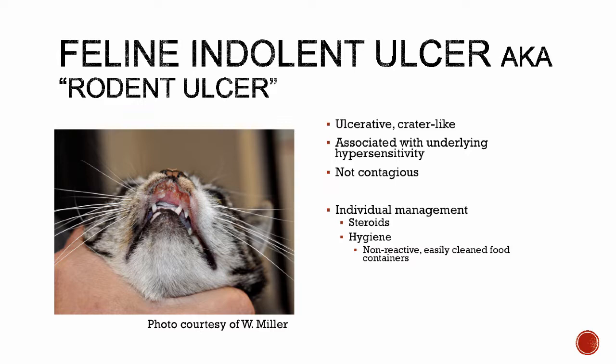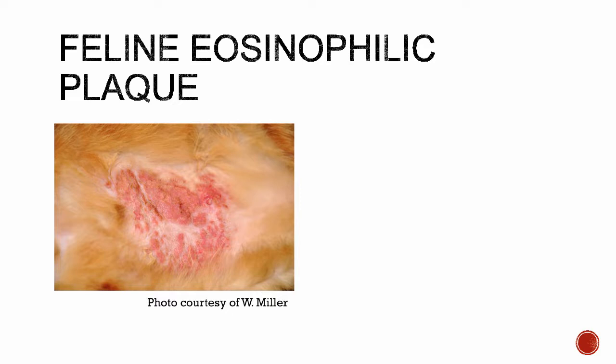It is one of the options where you have to reach for steroids and you have to manage that in your shelter. And it may be recurrent. So there may be some adoption counseling. How about this? Eosinophilic plaque. I got a veterinarian in the front who's got all the answers for me today.